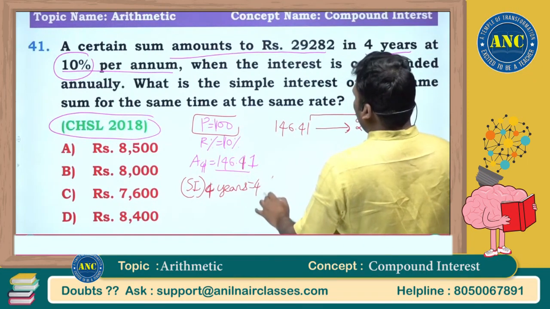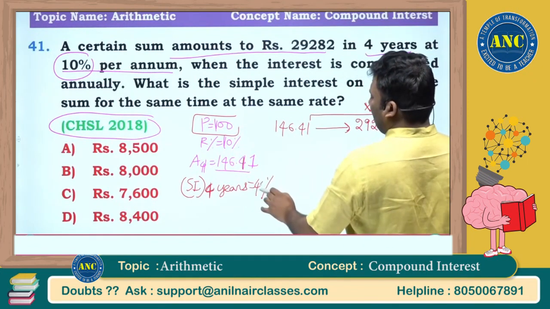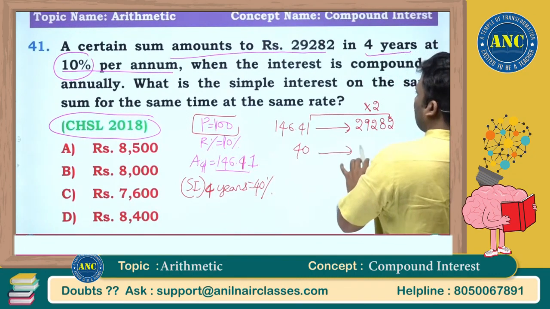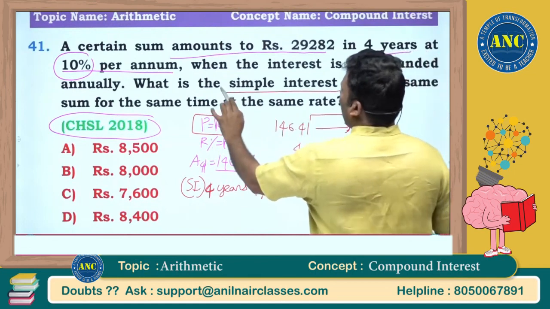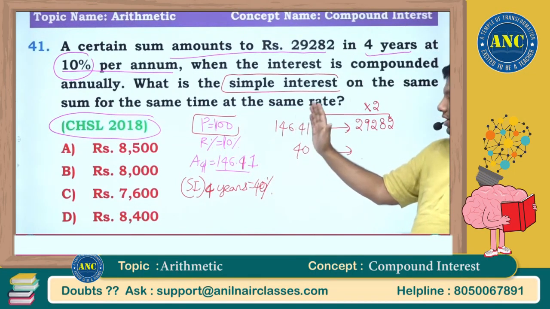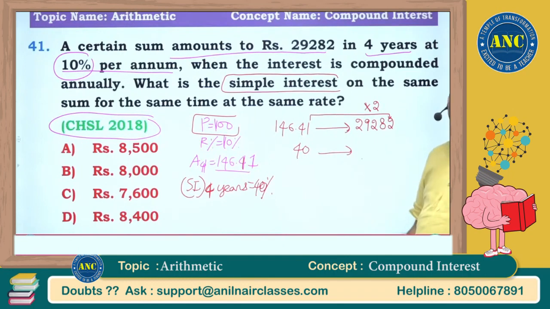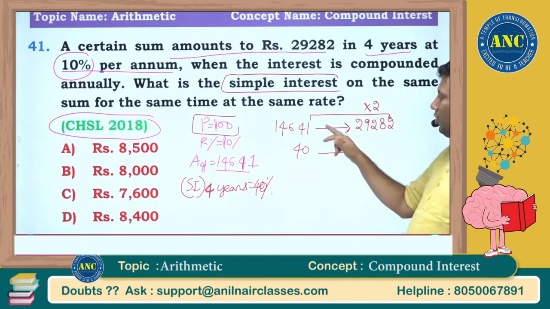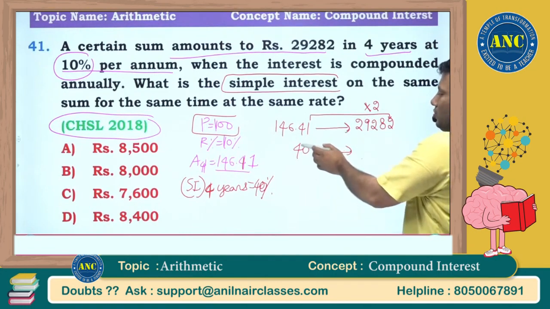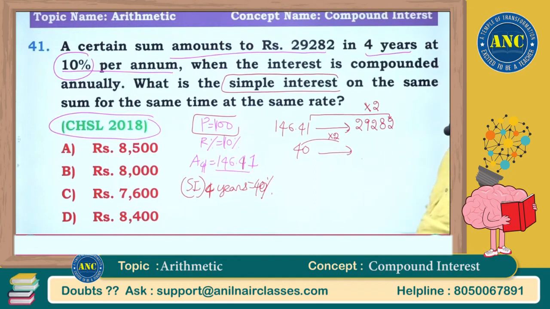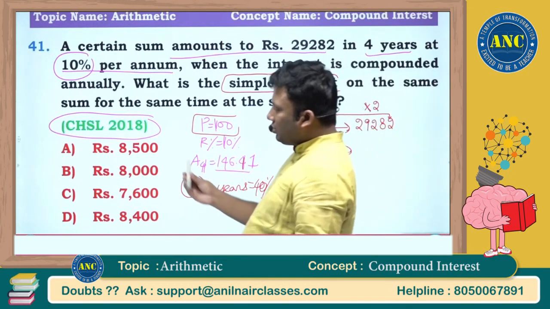What is the 40? Because he is asking what is the simple interest, 146.41 corresponds to 29,282. 40 will correspond to how much? 1 two's are 2, so 4 should be multiplied by 2. The rightmost non-zero digit of the answer should be 8.